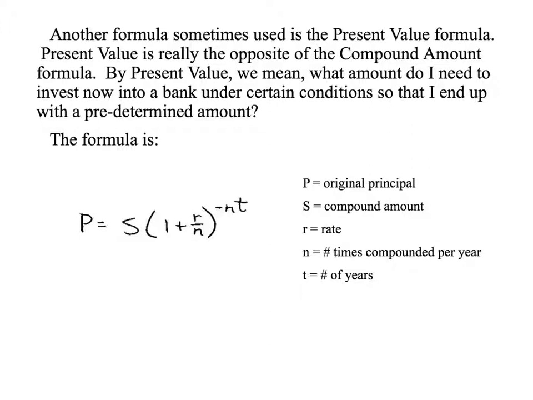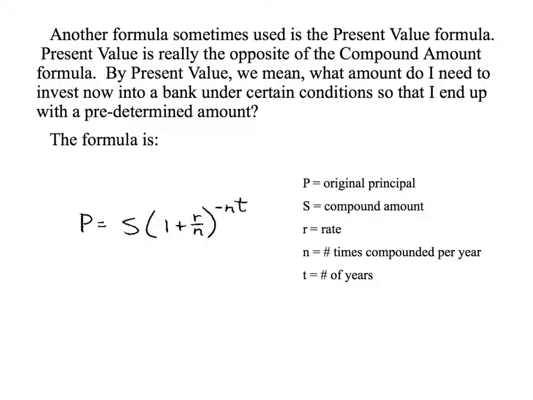Another formula sometimes used is the present value formula. Present value is really the opposite of the compound amount formula. By present value, we mean what amount do I need to invest now into a bank under certain conditions so that I end up with a predetermined amount.